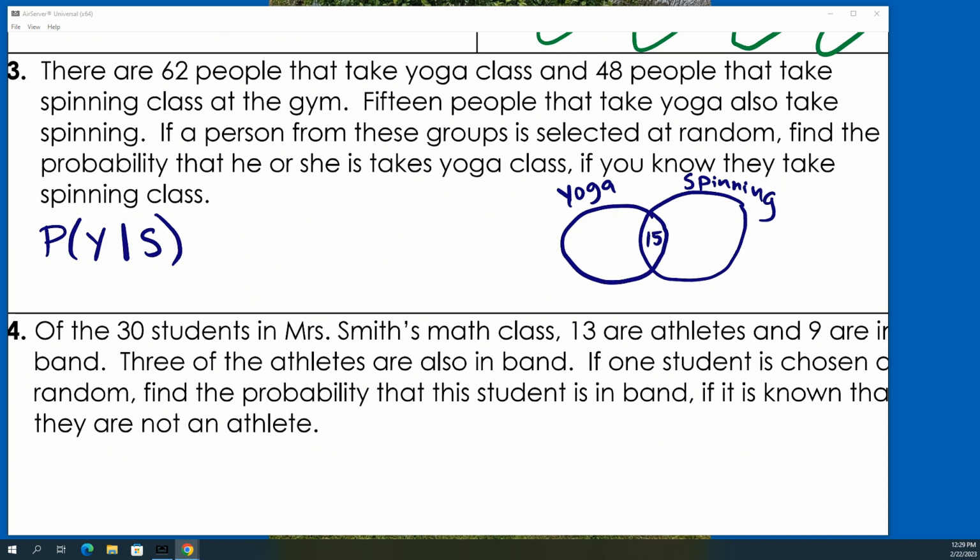All right. And then this yoga oval should contain all the people that take yoga, which is 62 people. 15 people have already been accounted for. So how am I going to figure out the rest? What would you do? Yes, 62 minus 15, which is 47 people, only take yoga. We'll do the same thing for the spinning class. I know there's a total of 48, but 15 people have already been counted, and so that leaves 33 people that only take spinning.